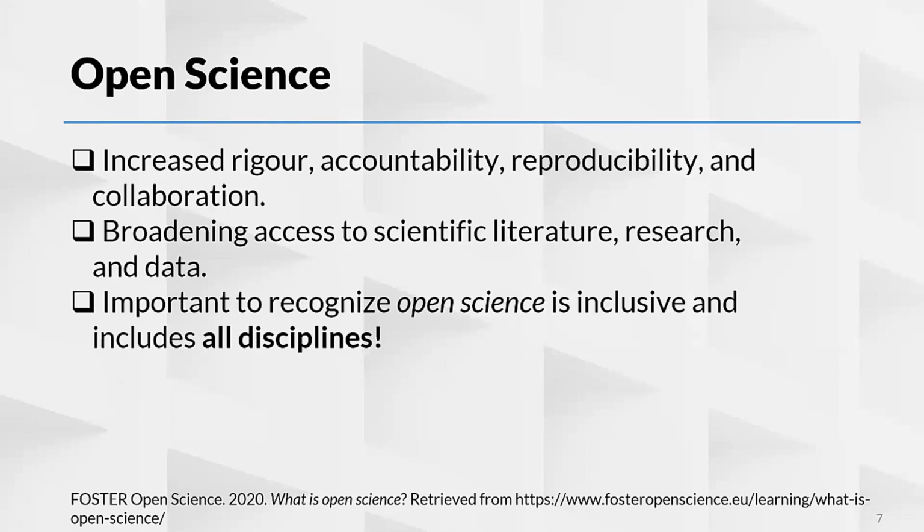So open science, it increases rigor, accountability, reproducibility, which we were just talking about, and collaboration as well. So the whole idea is broadening access to not only scientific literature, but also research and data more generally. It's also important to know that open science as a concept is inclusive, right? So it's not just formal sciences or physical sciences or the natural sciences. It includes all disciplines.